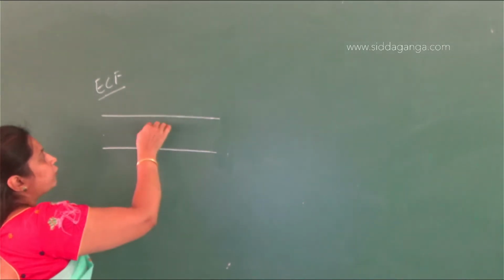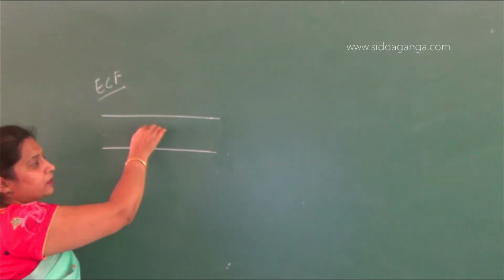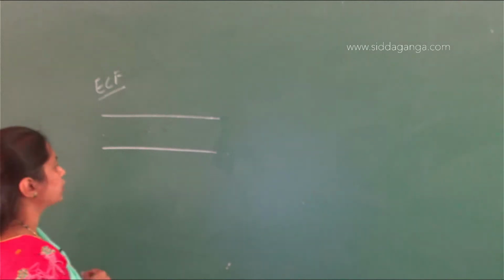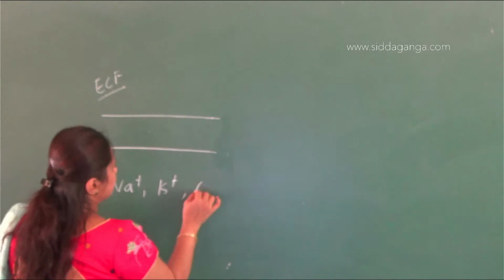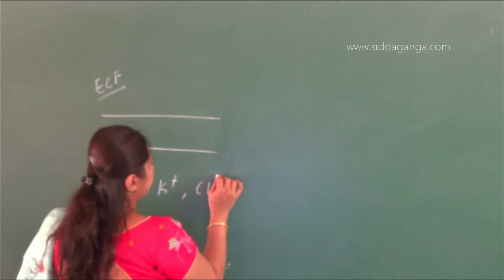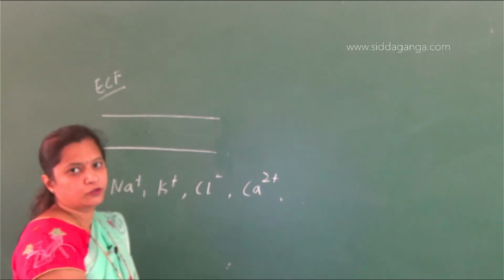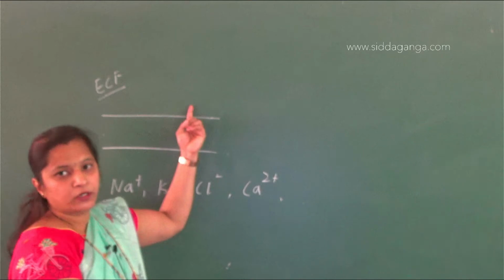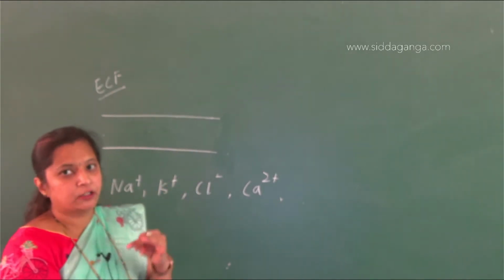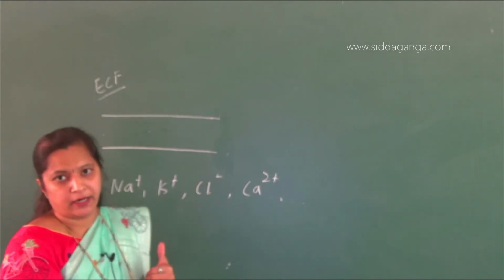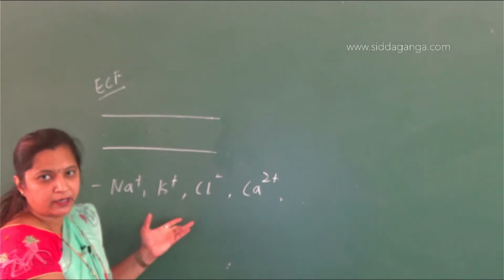Both the fluids, present on the outside and on the inside, contain ions. Which ions? Sodium ions, potassium ions, chloride ions, and calcium ions. So the fluid on the outer side as well as the inside contains various types of ions like sodium, potassium, chloride, and calcium ions. Some of these ions are positively charged and some are negatively charged.